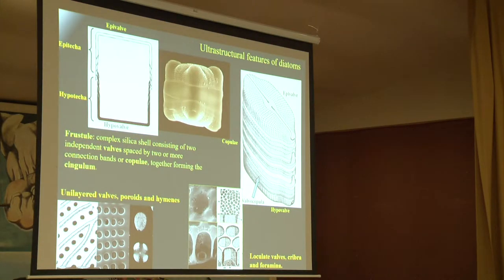The silica shell is also a very good taxonomical marker, so we can recognize at the species level almost 80% of diatoms just considering the electron microscopy image of this organism.